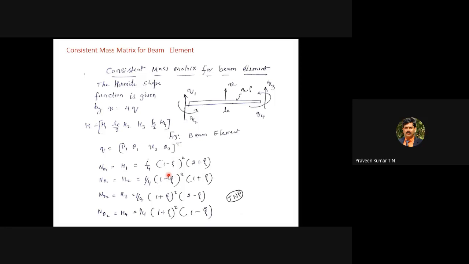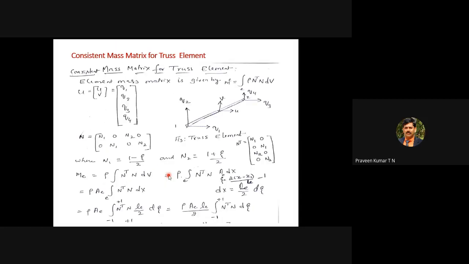So that means if you go to summarize how to derive the mass matrix for the truss element, you have to draw the truss diagram. You are familiar, and you have node 1 and node 2. There are 4 degrees of freedom. Hence, your displacement vector is given by Q1, Q2, Q3, Q4.